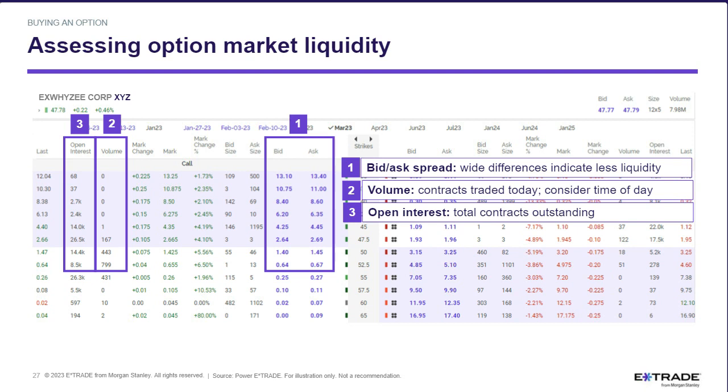I bought 10. Someone sold me those 10. And at the end of that day, the open interest is 10. 10 contracts that are outstanding. The next day, I sell 5 calls. And they are bought by someone other than the person who sold them to me.